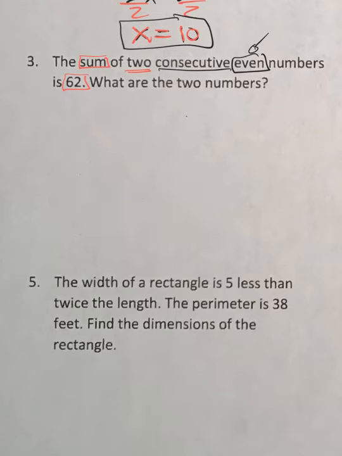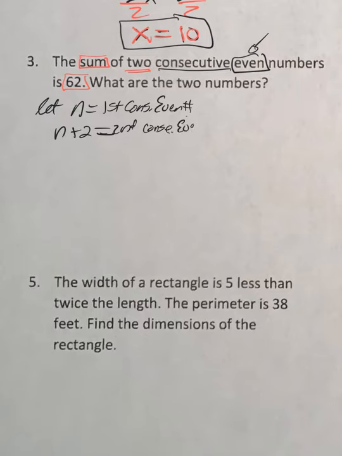Okay, so we're going to say, let's let n represent the first consecutive even number, and then we have to add 2 to get to the next one. So that's going to be the second consecutive even number. And that is called defining your variable.